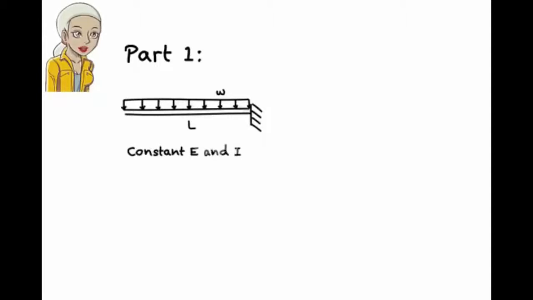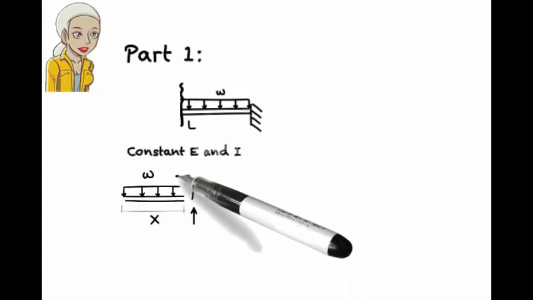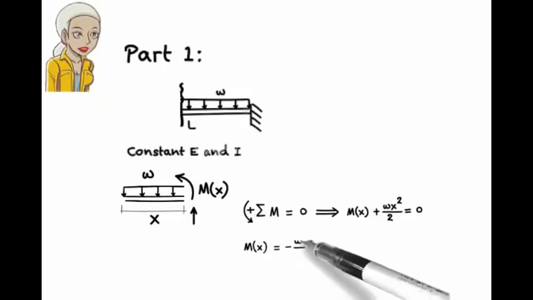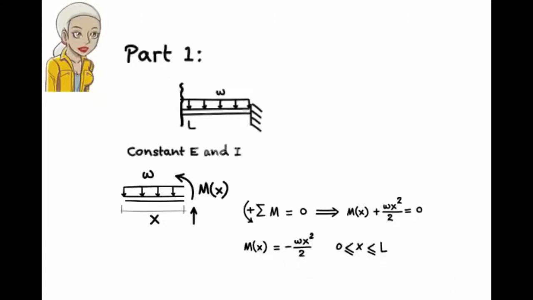To come up with the necessary moment equation, I'm going to cut the beam like this. Then, I draw the free body diagram for the left segment. Finally, I sum the moments about the cut point to get my equation. The moment equation is M(x) equals negative w x squared over 2. Note that this equation is valid for the entire beam.